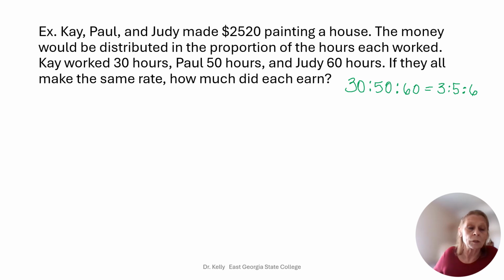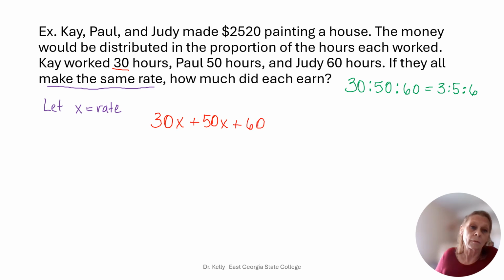So for us to solve this particular problem here, they all make the same rate. And since they all make the same rate, we can let x equal whatever that rate is. Okay? So we're going to write an equation here, and the equation is going to be the number of hours each person works times whatever that rate's going to be. And that's going to all be equal to 2,520, the total amount of money that they're going to earn for the job.